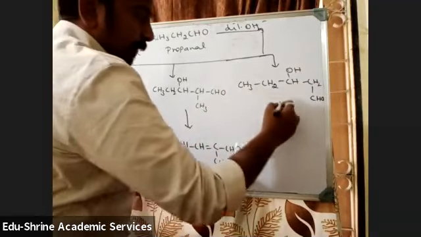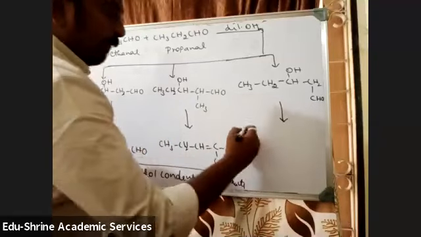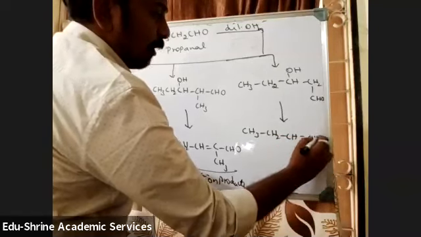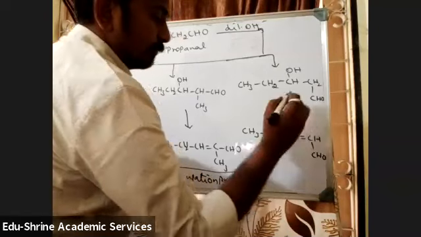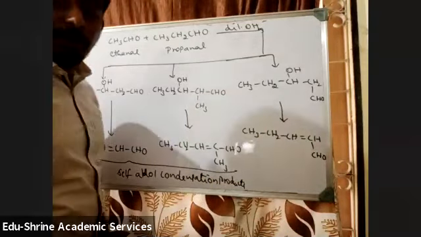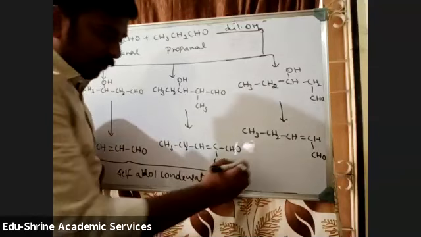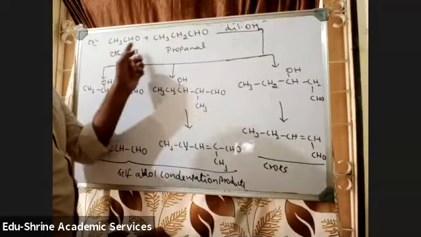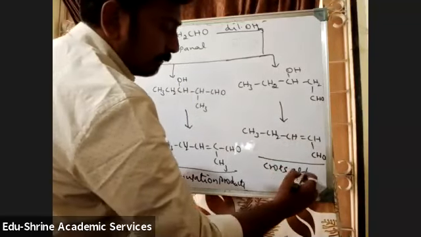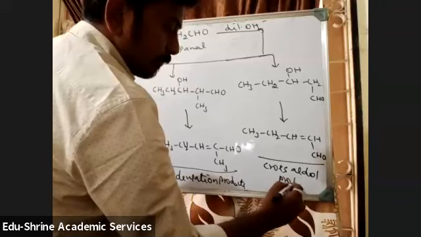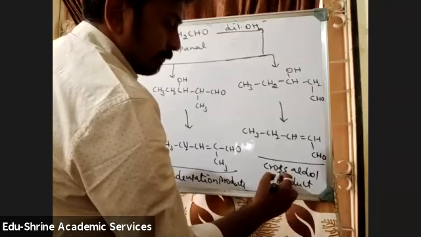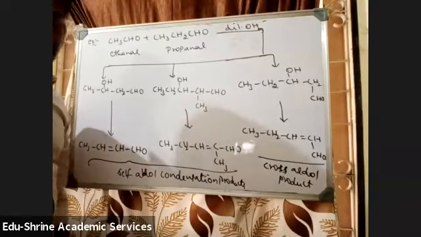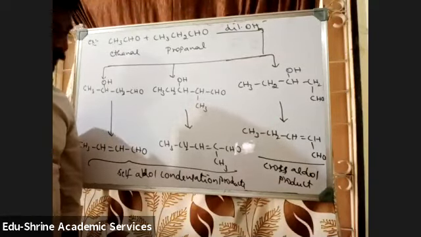This is the third product. From this, the alkene formed will be CH3, CH2, CH double bond CH, CHO. Any doubt in this third product? This is a crossed aldol product because it is formed by the reaction between these two. Then one more product we are going to get. Write down till here. I'll give you that product also.